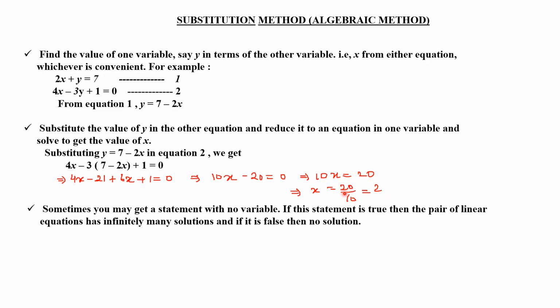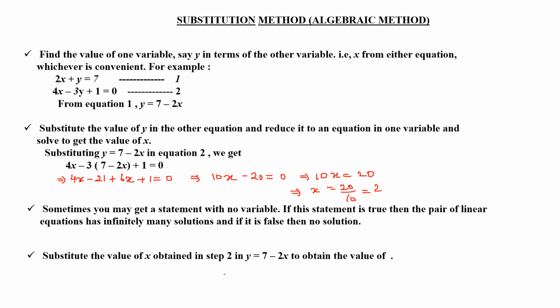Now in the second step you got the value of x, isn't it? Now you have to get the value of y also, because the equation which you have taken was having two variables, and you got the value of only one variable. So to get the value of the other variable, what do we have to do? We have to substitute the value of x, which is obtained in step 2, in the equation y equal to 7 minus 2x. So when I substitute, what will I get?